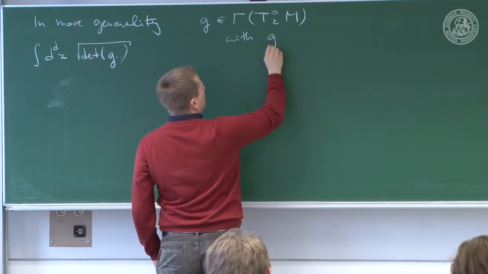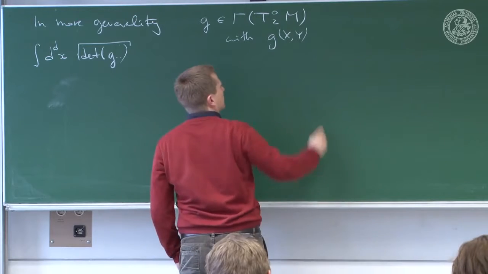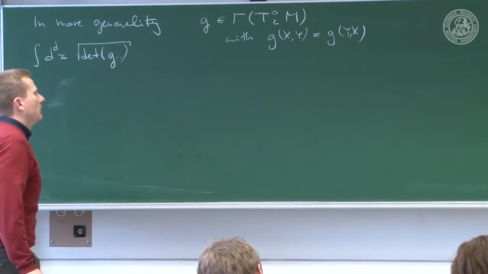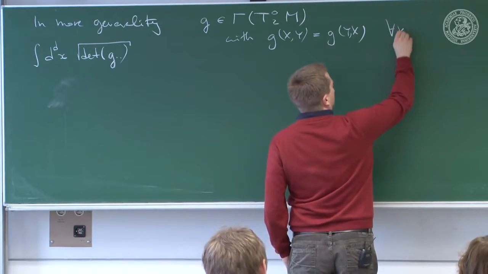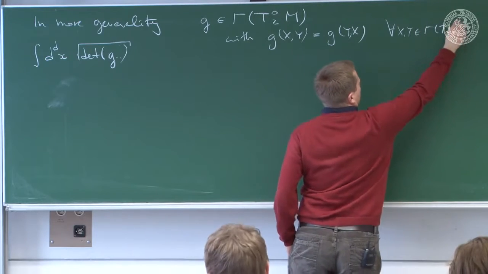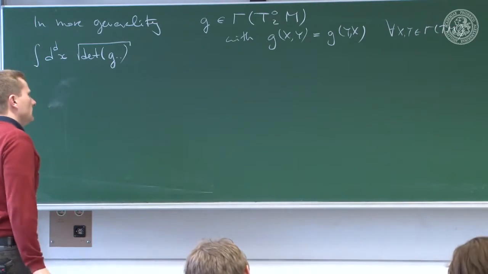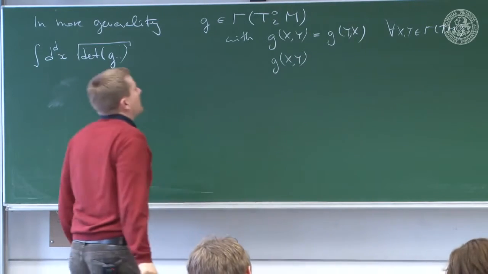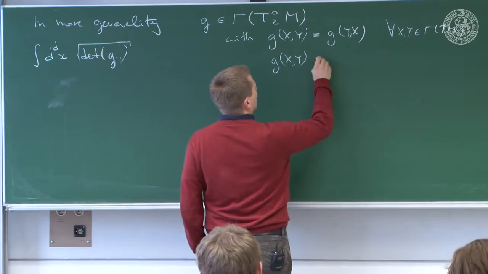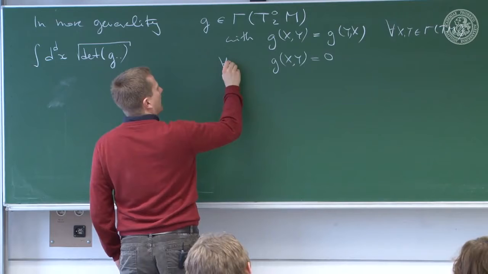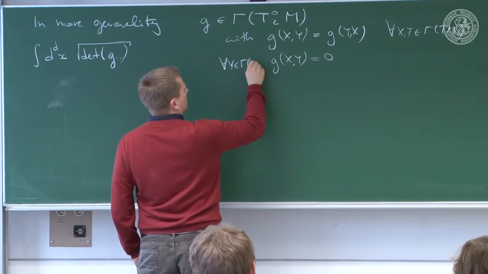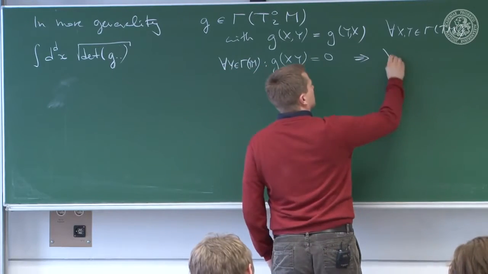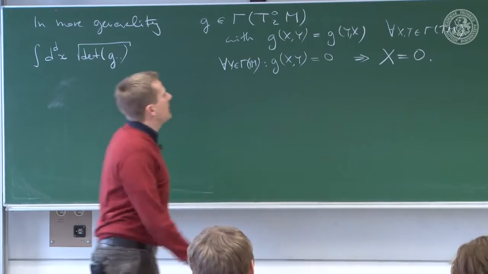over the base space, with the property that if you plug in two vectors, this is the same as plugging them in the opposite direction. So this is for any x, y being vector fields. And I also require that if G(x,y) equals 0 for every vector field y, but you can also do this pointwise, then already the vector field x is 0 everywhere.